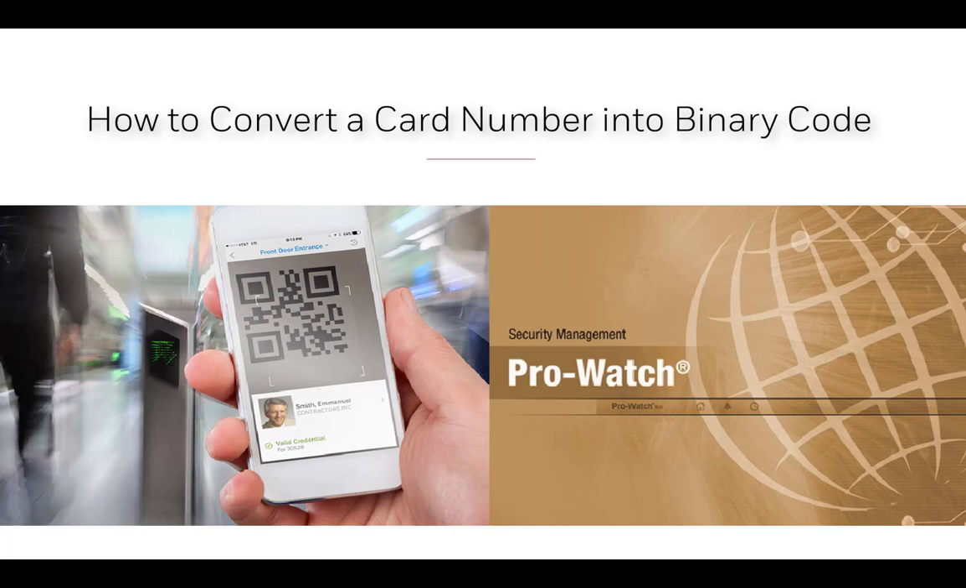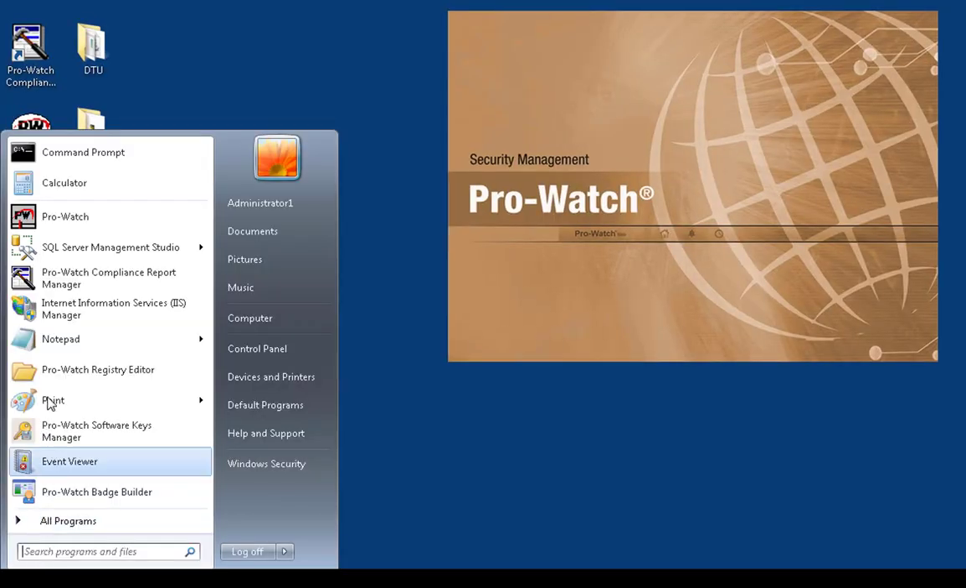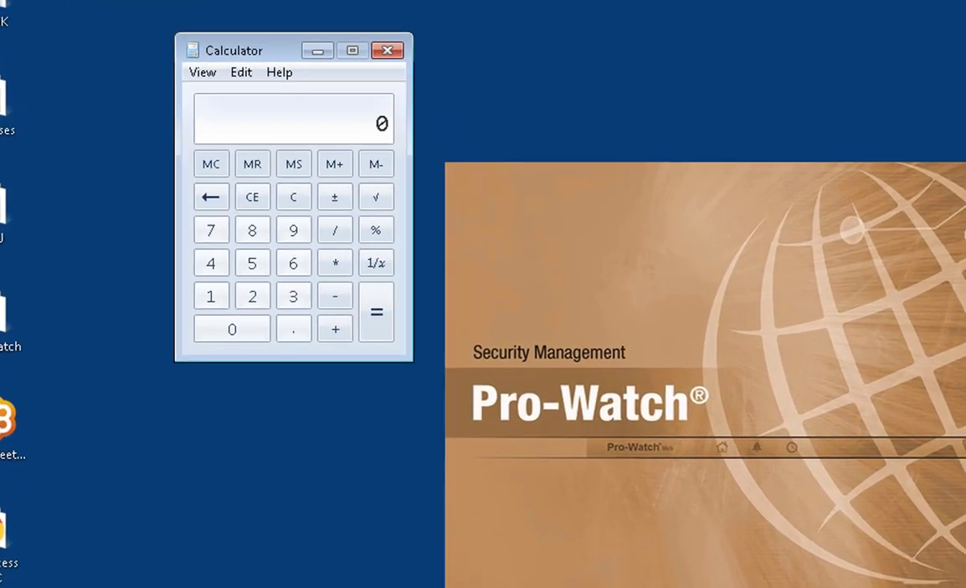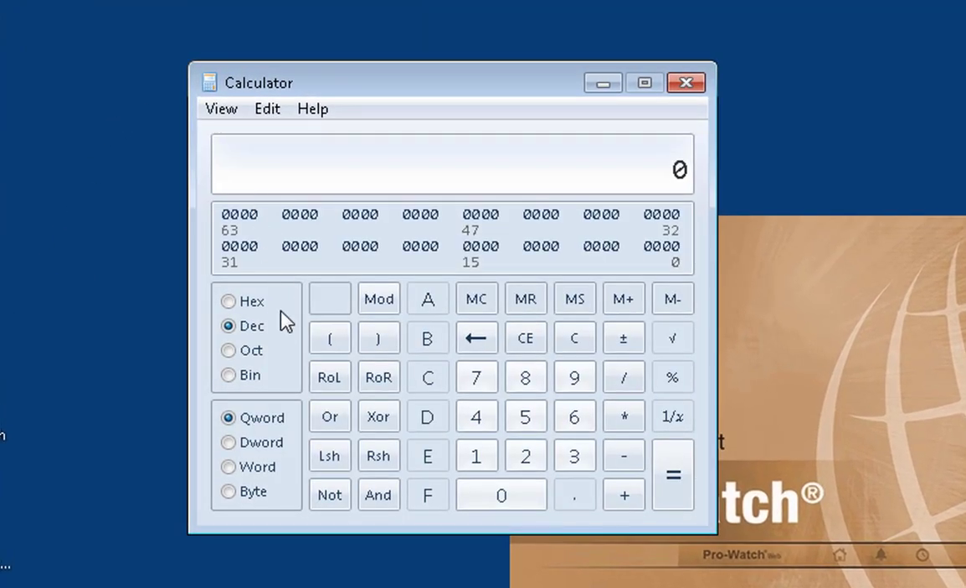In this tutorial, I will show you how to convert a card number into binary code. Now bring up the calculator on your computer. Set it to programmer view. Set the button to DEC for decimal and type in the card number you swiped at the reader.